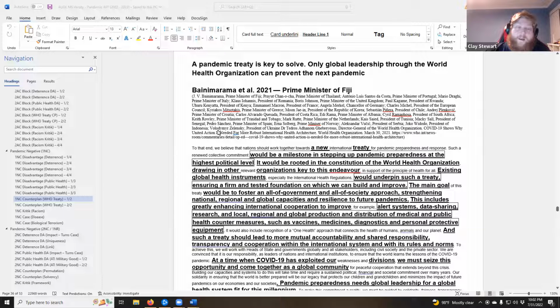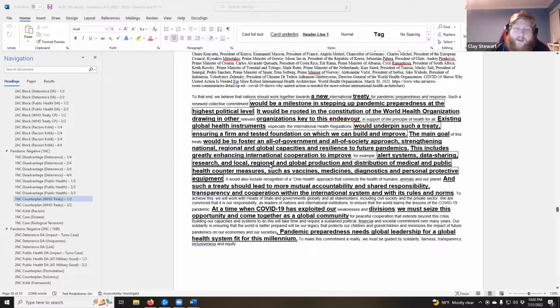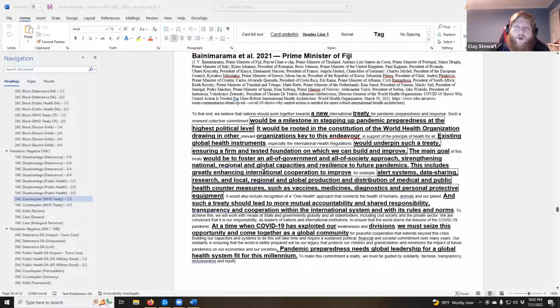The first piece of Bainimarama evidence says that the real lesson of COVID-19 is that diseases are not confined by borders, right? An outbreak that starts in China can get to the United States very quickly because of how interconnected and how much travel there is internationally. So that means if diseases don't stop at the border, then our policies can't stop at the border. We need international cooperation to help prepare us for the next pandemic. Otherwise, we'll continue to be divided and caught off guard.